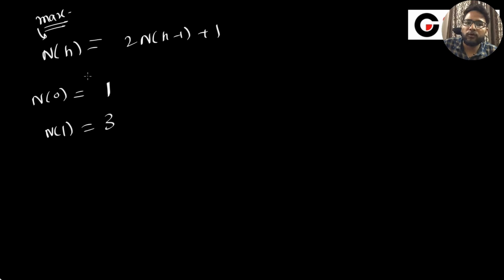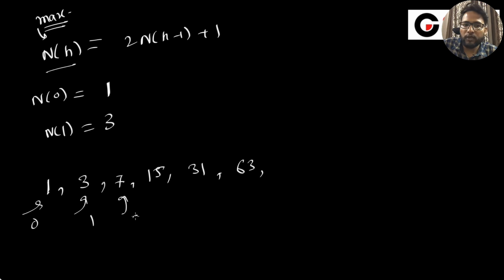So let me find. Okay, so n0 is 1. Now you can just multiply by 2 here and then add 1. 2 into 1 is 2, plus 1 is 3, 3 into 2 is 6, 7, 15, and then 31, then 63, and so on, right? So you can say n0, n1, n2, n3, n4, and they are asking for n5. So the maximum number of nodes you can have is 63, which is actually just a perfect tree.